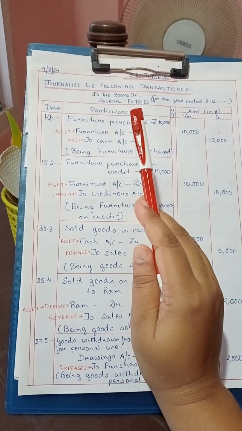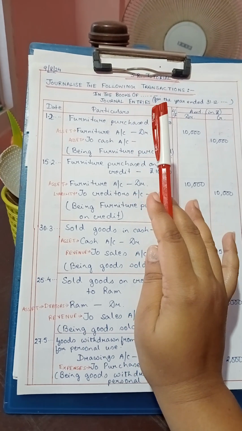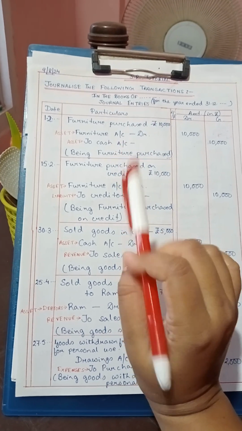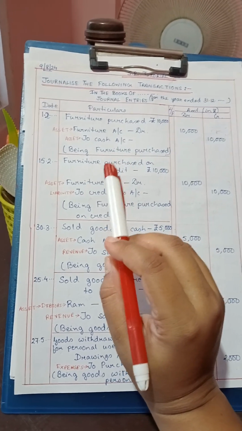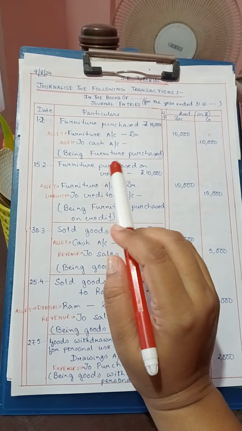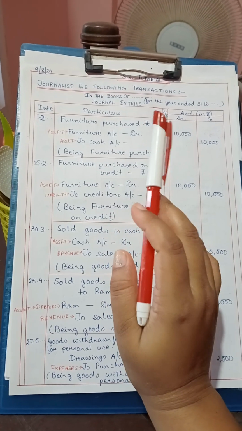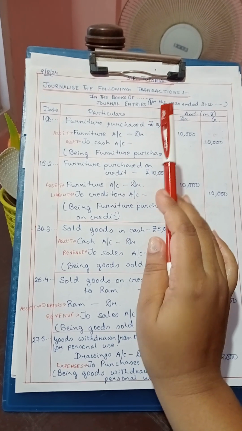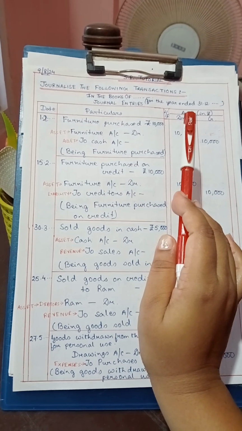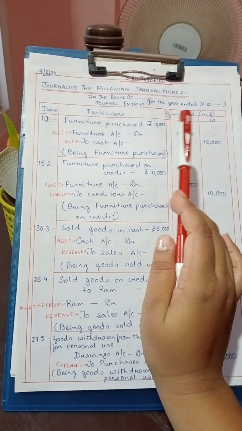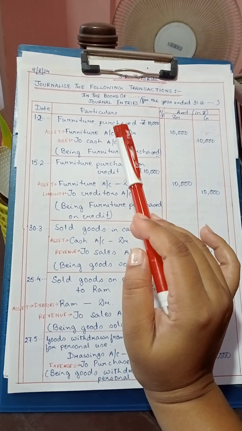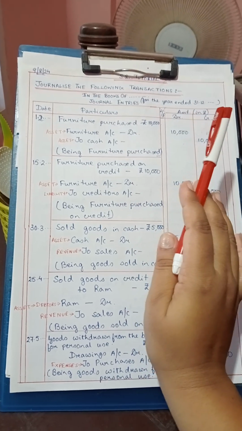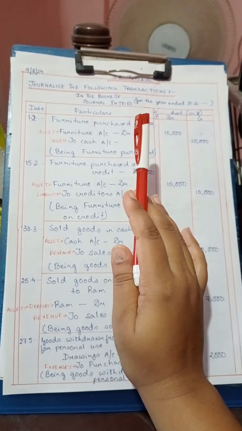In the books of, you have to mention the name of the party in whose book the business transactions are entered in the journal of that business. So in the books of, the name of the party you have to mention, for the year ended 31st 12. For which year the book has been prepared, that year should be mentioned, and then journal entries.